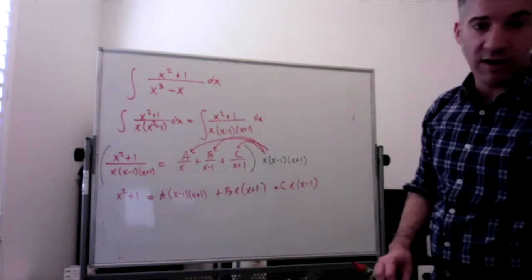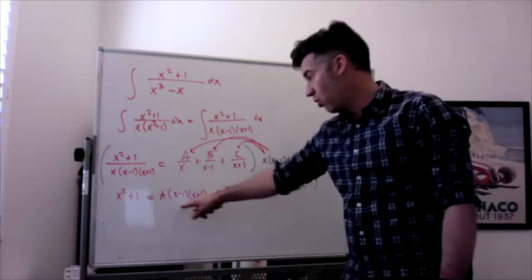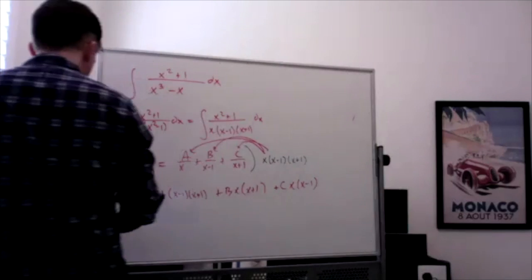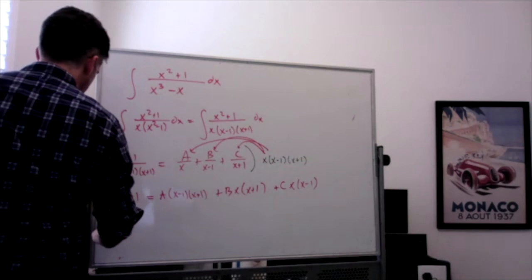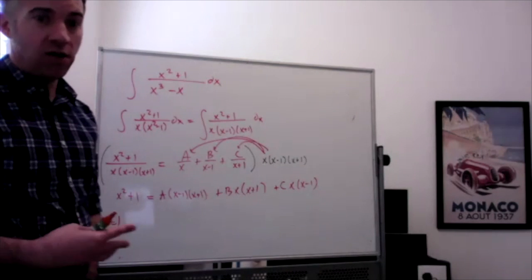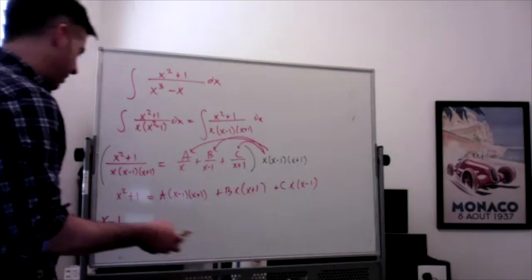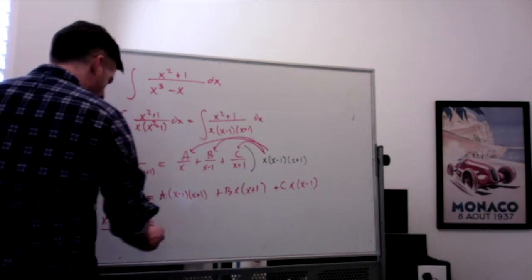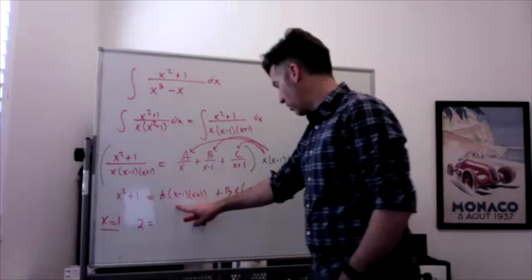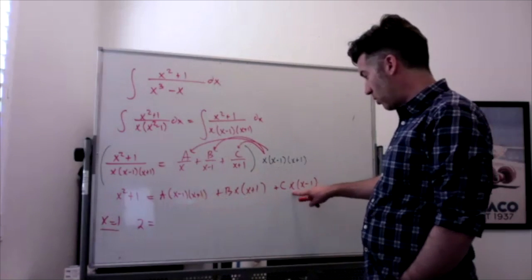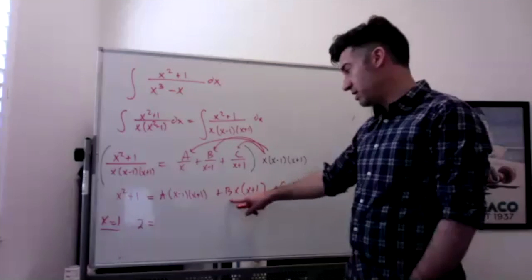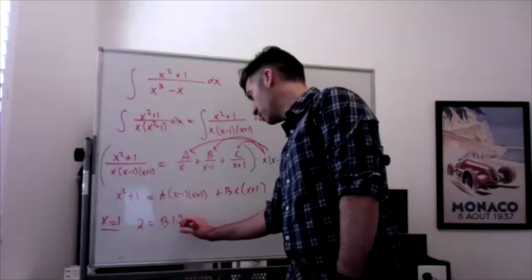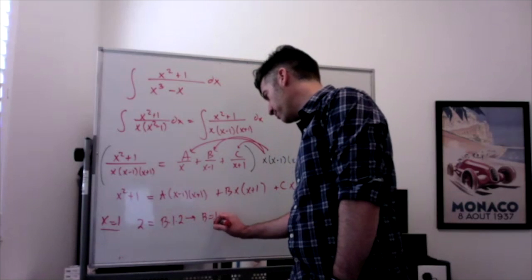When I say a convenient value of x, I mean a value of x that will make one of these things 0. Yeah, 1, perfect. X equals 1 will definitely make, really, I should be more specific, it's actually making all of them 0 except for one of them. So if I make x equal to 1, on the left side I get 1 plus 1, which is 2. On the right side, I get a times 0. I get c times 1 times 0, but I get b times 1 times 2.